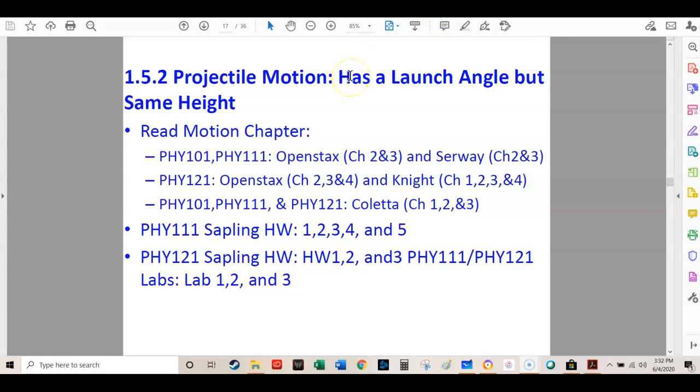Hello everyone, we are continuing on with projectile motion. This is 1.52, and these projectile motion problems are where something is launched at an angle above the horizontal, but it is caught at the same height, or it lands at the same height. So in this case, it's going to have both velocities in the x and y direction.